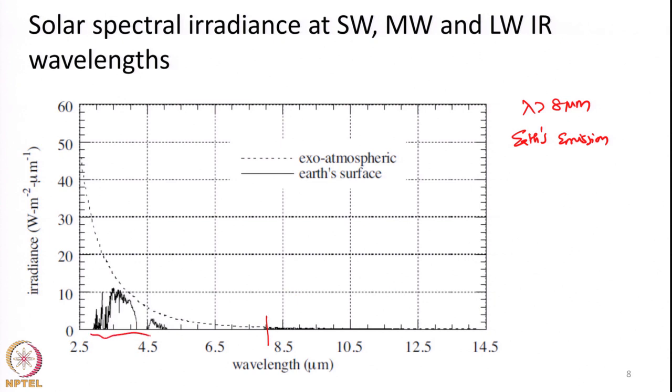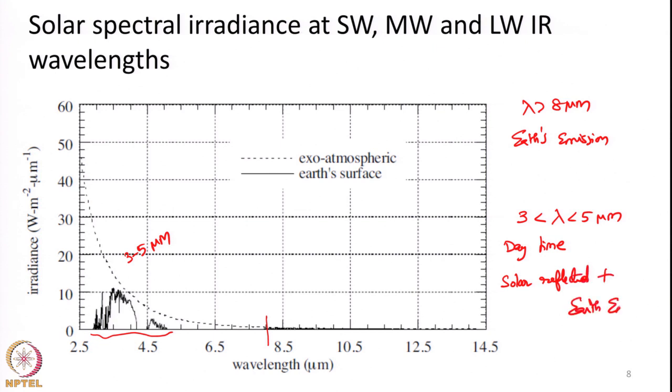Only between the wavelengths of 3 to 5 micrometers does some small amount of solar radiation reach the Earth's surface, as given by these curves. And that is why I said that when we do remote sensing in wavelengths between 3 to 5 micrometers, especially during daytime, we will get a signal of both solar reflected plus Earth emitted radiation.